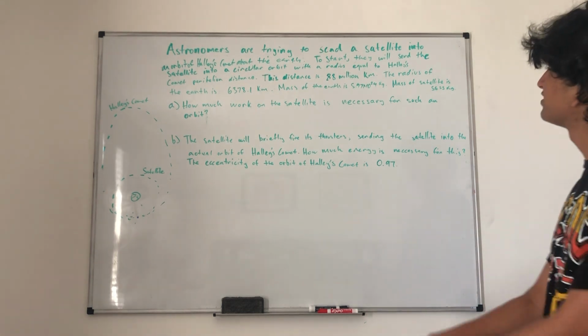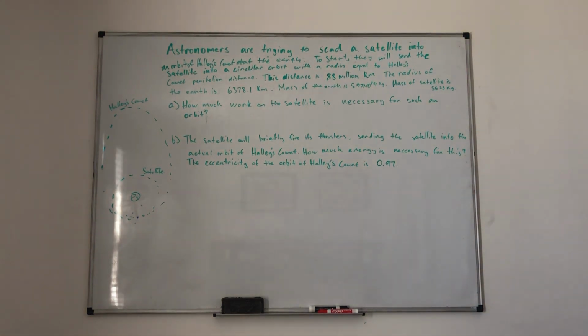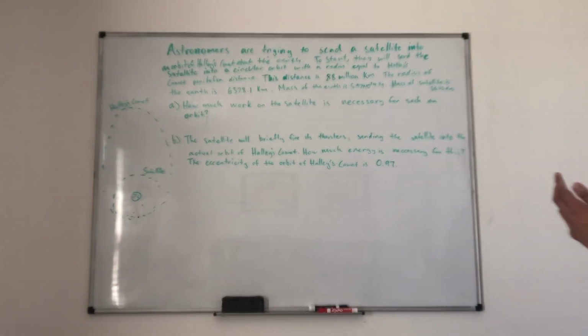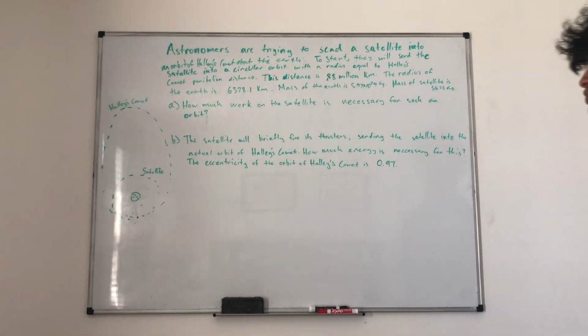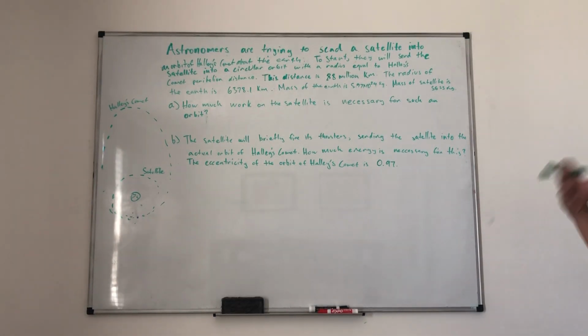Astronomers are trying to send a satellite into an orbit of Halley's Comet about the Earth. To start, they will send the satellite into a circular orbit with a radius equal to Halley's Comet's perihelion distance. This distance is 88 million kilometers. The radius of the Earth is 6,378 kilometers. Mass of the Earth is 5.97 times 10 to the 24th kilograms, and the mass of the satellite is going to be 5,655 kilograms.